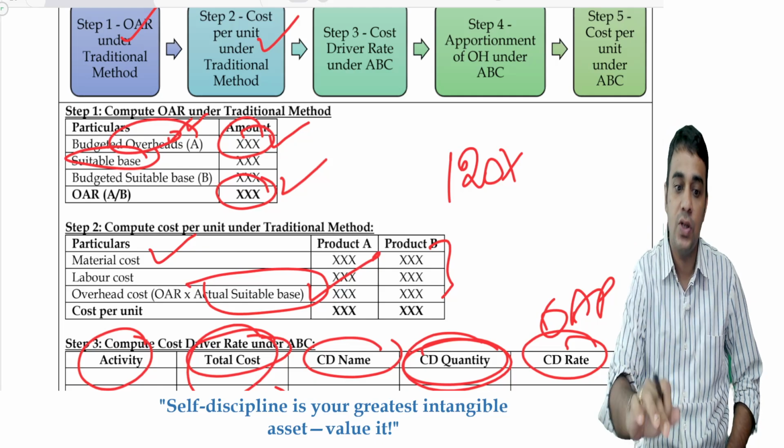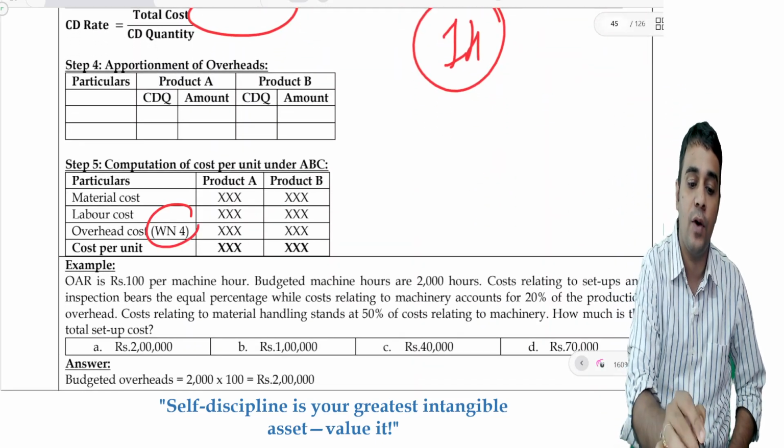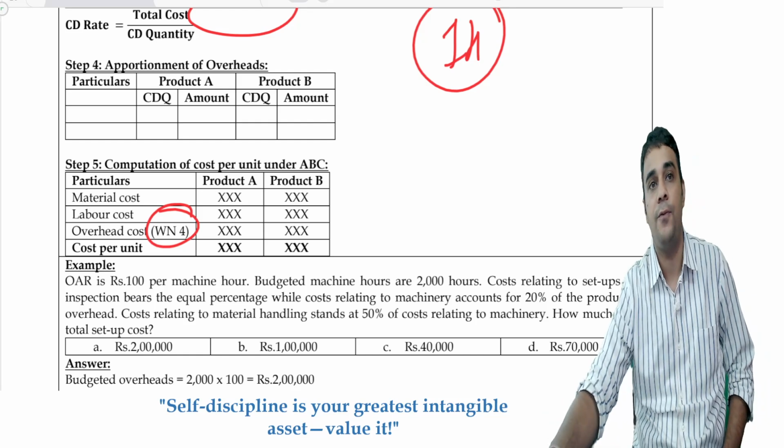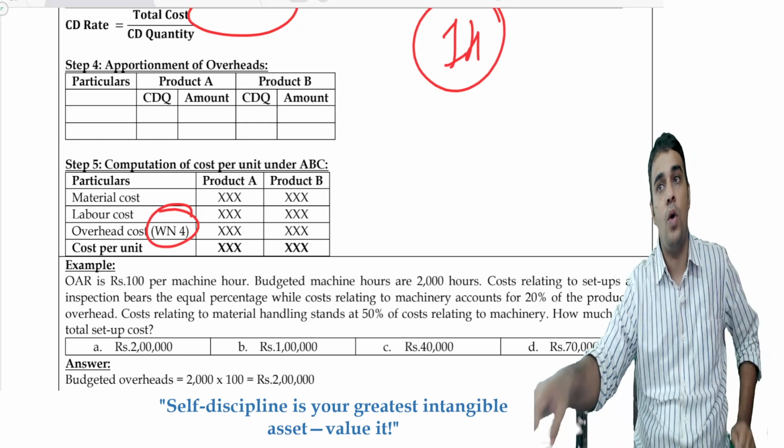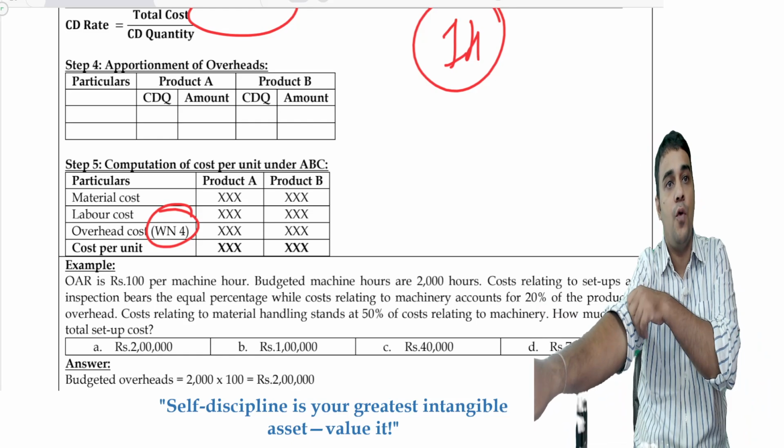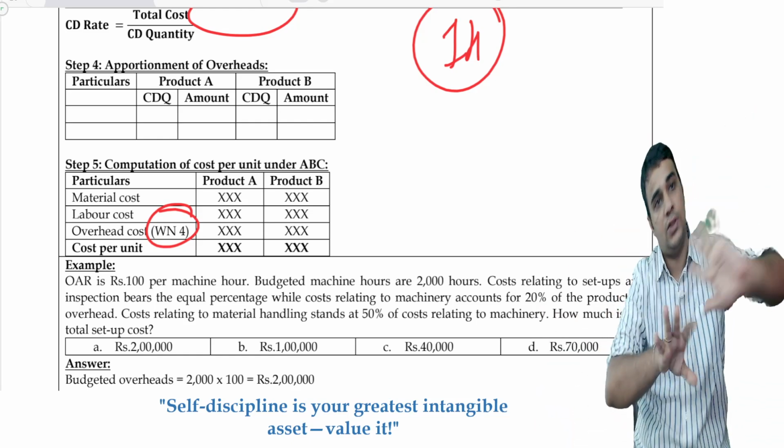Overhead, what is the change? Overhead here will come from working note 4. This is what this chapter is all about. That's all. Chapter is over.